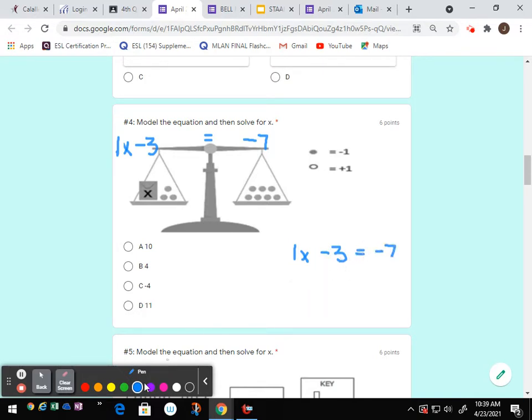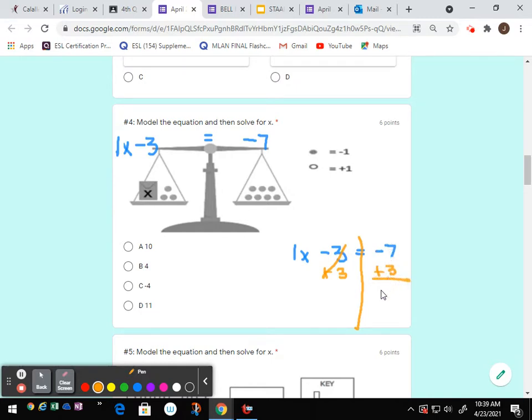All right, so let's get x all by itself. Since there's not an x on this side, we won't deal with x. So let's deal with this 3 and put it on the other side. The opposite of negative 3 is plus 3, positive 3. Okay, so those two cancel out. But what we do to one side of the equation, we do to the other. Plus 3.